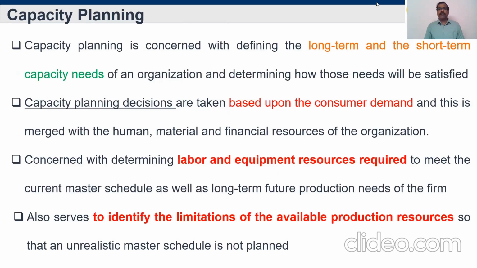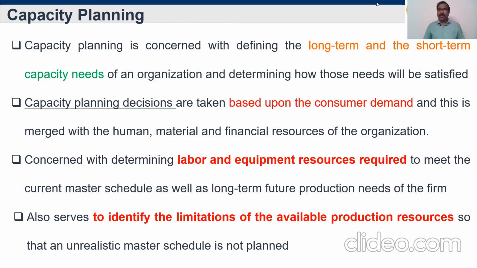It is about defining the long-term capacity requirement and the short-term capacity requirement of a particular organization, and also determining how those needs will be satisfied. In what way we are able to satisfy those needs, long-term or short-term, also comes under capacity planning. Capacity planning decisions are taken based upon customer demand.